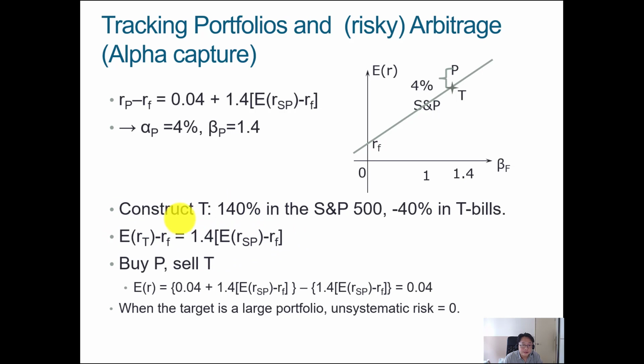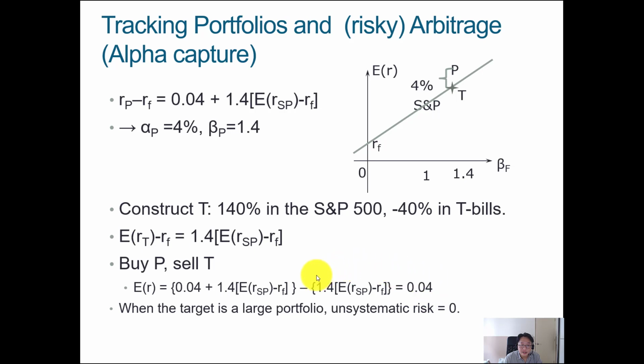So what happens is that we can actually buy portfolio P and sell T. And this is how we create the arbitrage profit, right? We created it because these two essentially have the same risk exposure, but we can see P is up here and T is over here. So there's that gap. There's a 4% alpha that we can generate.